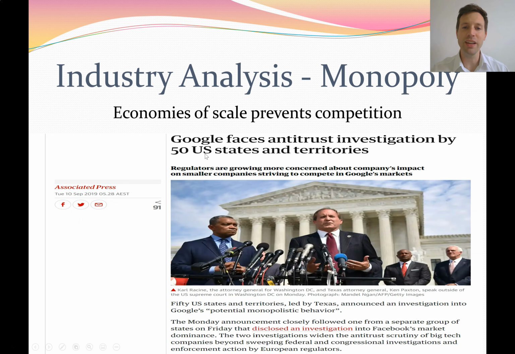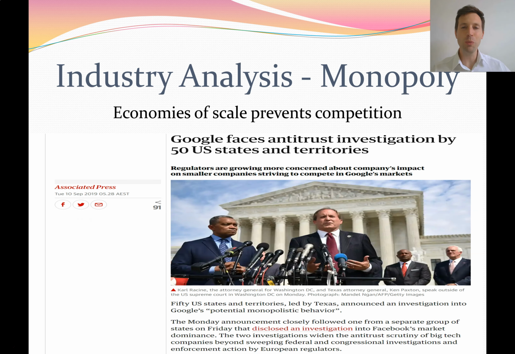And in this article here, it talks about how Google is facing antitrust investigation by 50 US states and territories, and that regulators around the US are very concerned about the effect Google have on smaller companies and how they compete with them. And also in Europe, European regulators have also fined Google a lot of money for their position as a monopoly and how they've been competing with smaller players and using their pricing power and their size as an advantage to crush smaller opposition.